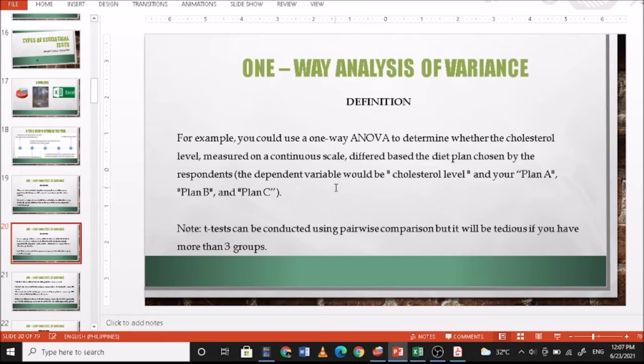unrelated groups. Again, note, a t-test can be conducted using pairwise comparison. To do pairwise comparison, you have to do A versus B, A versus C, and B versus C. So that's what you call pairwise comparison. It will be tedious if you have more than 3 groups. That's why we use ANOVA to check if there are significant differences between the 3 groups.